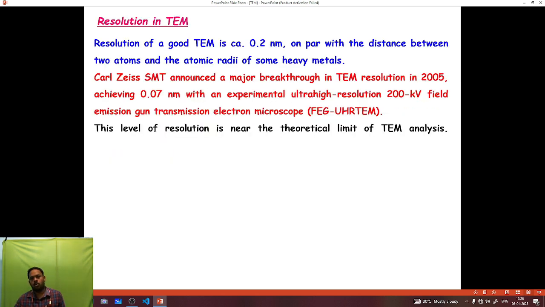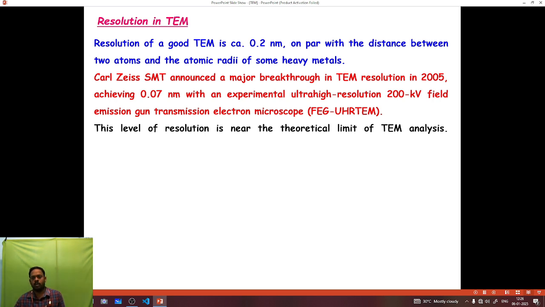And the resolution of a good TEM will be 0.2 nanometer. So this is on par with the distance between two atomic layers. That kind of resolution we can get from transmission electron microscopy. The atomic level arrangements can be easily identified through the transmission electron microscopic images.